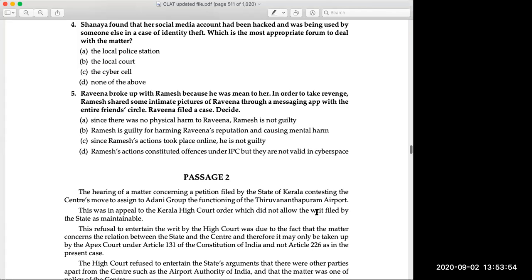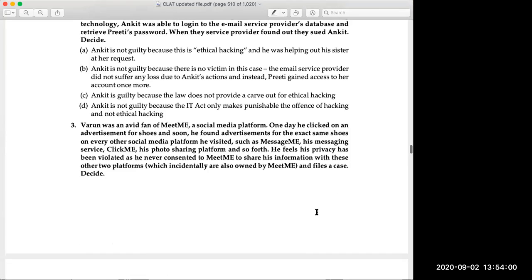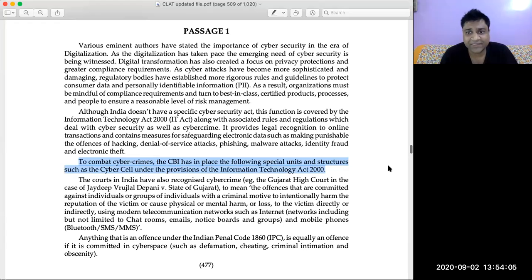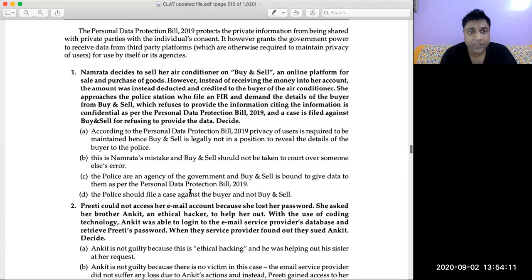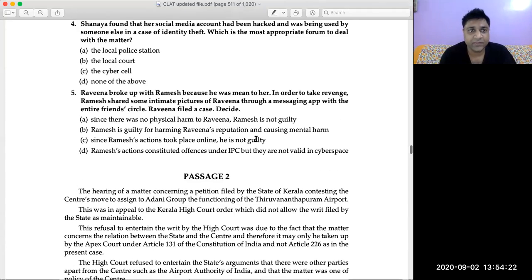Sorry, sir, I came late. That's why I couldn't read the whole paragraph. Okay, no problem. There is a line over here: To combat cyber crimes, the CBI has put in place special units and structures such as the cyber cell. So now clearly, as you can see, the social media account has been hacked. That is a cyber crime, very clearly. That's why it will be the cyber cell.